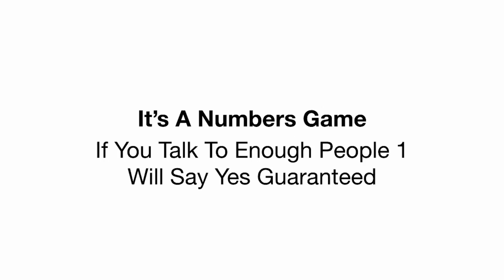At that point, you realize it's literally just a numbers game. If you talk to enough people, one will say yes, guaranteed. If the first person says no, the second says no, the third says no, you only need one yes. A lot of people think there's no way they can fund their channel for free. But even if you're terrible at talking to people and don't understand YouTube automation that well, and you talk to 100 people, one of them is going to say yes. It's impossible not to get a yes if you ask enough people.